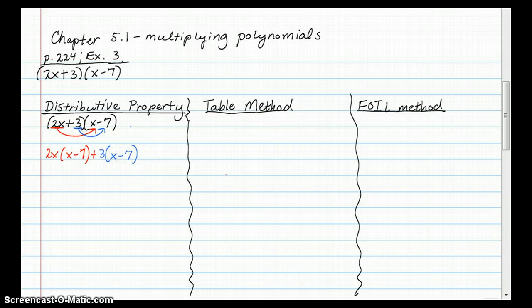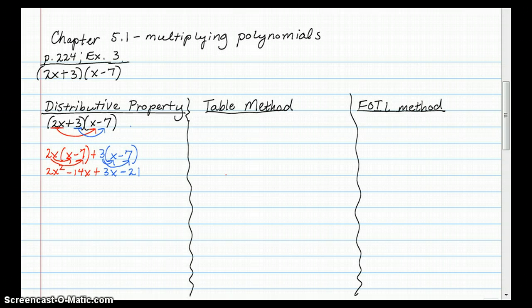So now we're going to have 2x times x, 2x squared. 2x times negative 7 is minus 14x. And then we're going to go over here after we put our plus sign in first. And we're going to go 3 times x, 3x. 3 times negative 7, negative 21 or minus 21.